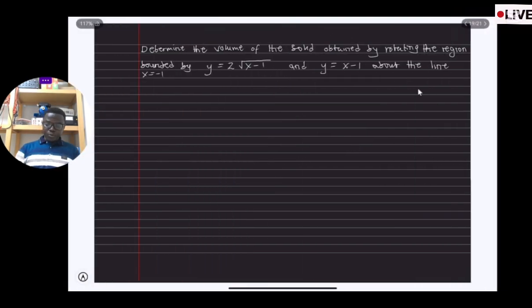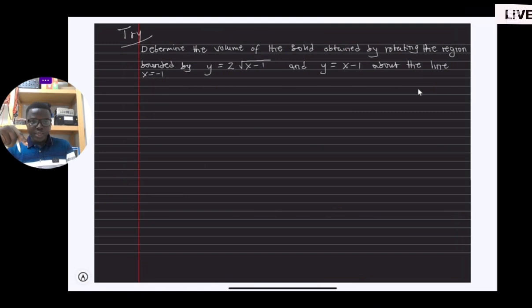I have one trial question for you. You have to try this question. Let me give some small explanation. Determine the volume of the solid obtained by rotating the region bounded by y equal to 2 square root of x minus 1, above the line x equal to -1.